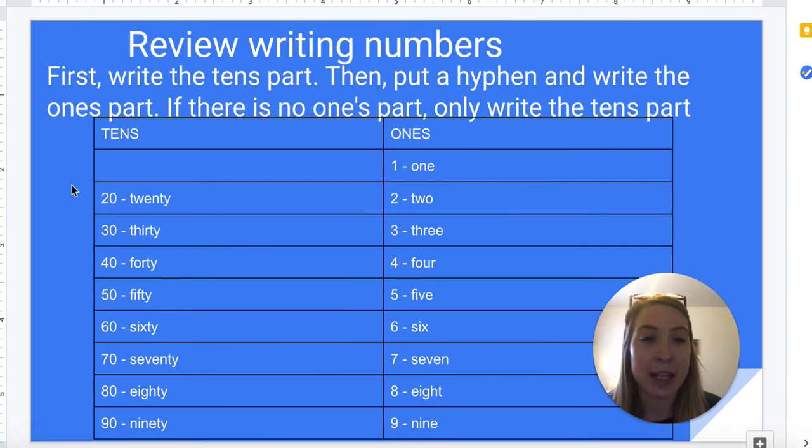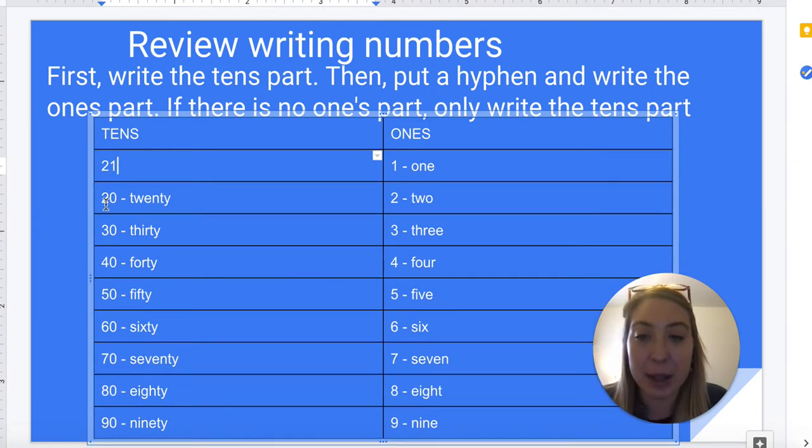So the important thing to know about tens and our ones place, which we talked about on Monday, is when we're writing them, we're going to put a hyphen in between the tens and the ones, but only if there is a number in our ones place. If there's a 0 in our ones place, we're just going to write it as the tens. But if it's like 21, I'm looking at my tens place, I have a 2 for 20. And then I'm adding a hyphen because I don't have a 0 in my ones place, I have a 1, and it's going to look like this.